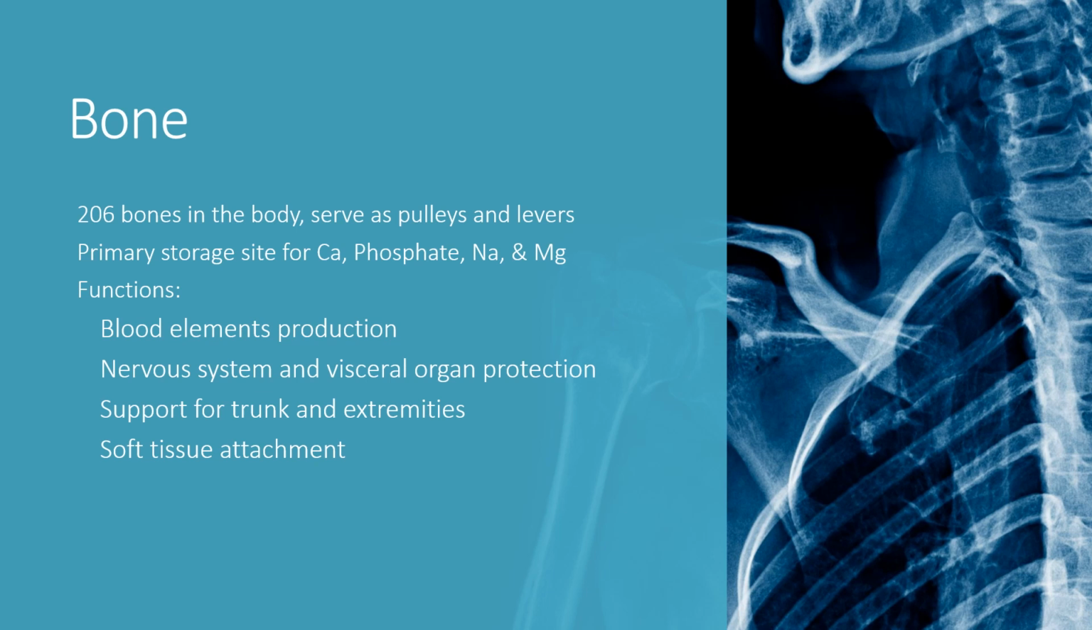Protection. Our bones help to protect vital components of the nervous system, for example the brain and spinal cord, and our visceral organs such as our heart and lungs from injury.